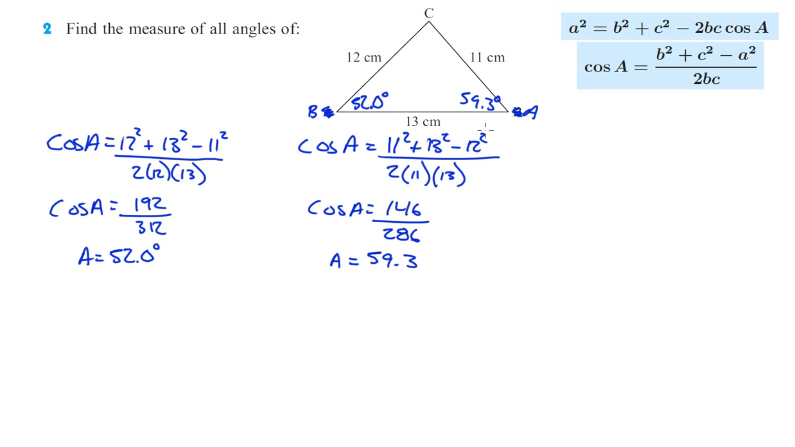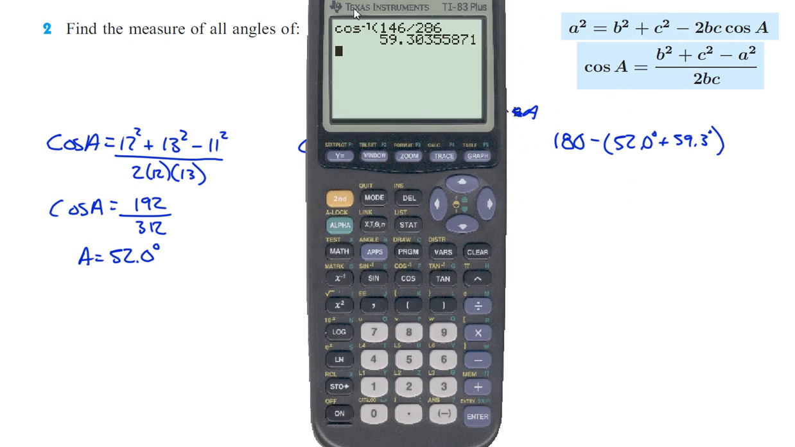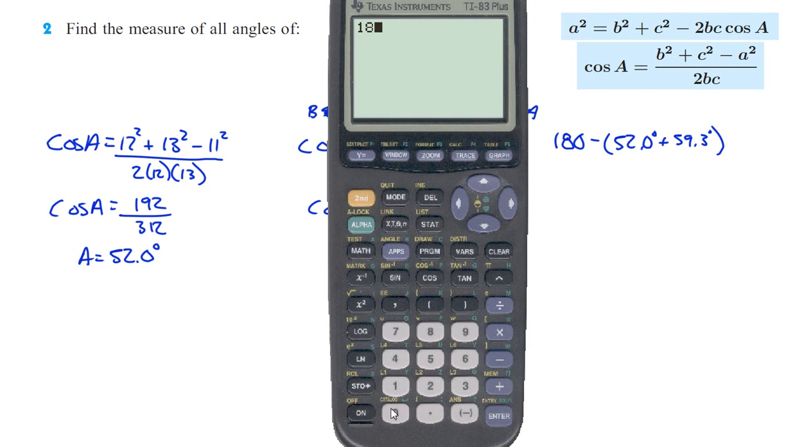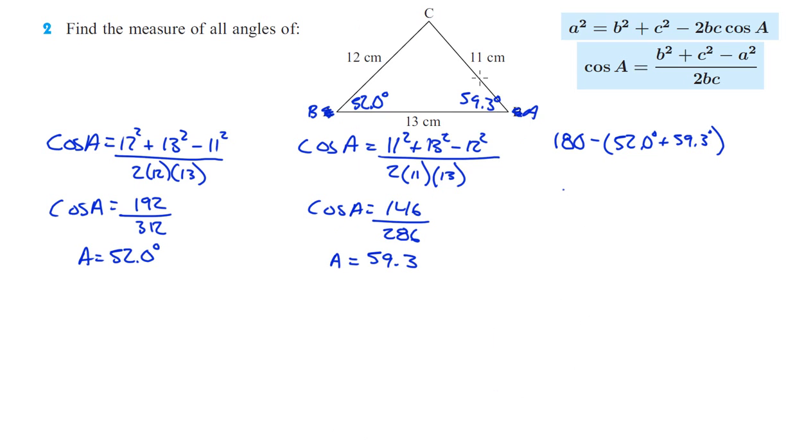And then to find the last one, the easiest way, and probably the most accurate, is to do 180 minus these other two angles, 52.0 and 59.3. We're basically going to add those two together and subtract from 180 to figure out the other angle. So 180 minus 52.0 minus 59.3 leaves us with 68.7. So that means angle C is 68.7 degrees. We've now found all the angles.